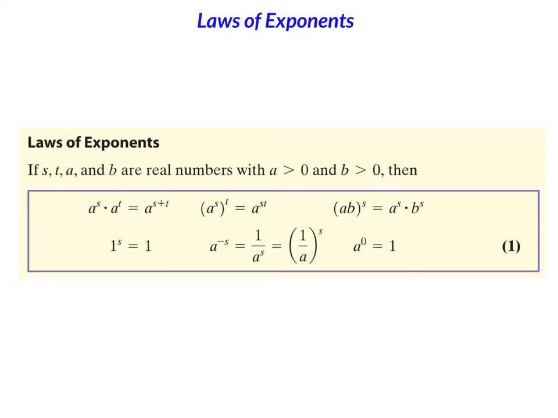Keeping in mind that anything that you do to exponents, they have to have the same base. So for example, if I have base a to the s and base a to the t, if I multiply them together, I just add the exponents. And a power to a power multiplies the exponents, and then distributing an exponent goes to both bases. 1 to any number is 1, and then a negative exponent throws that base and the exponent into the denominator. And then anything to the 0 power is 1.